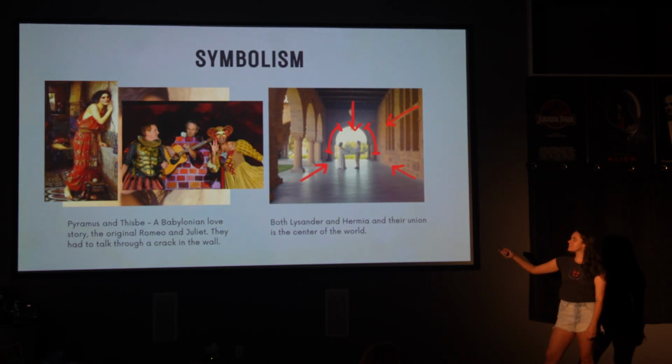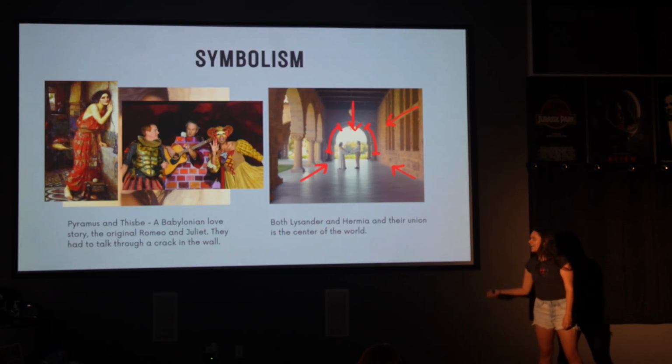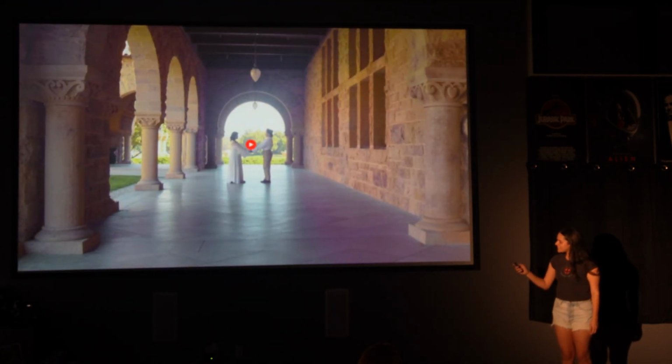And then I also wanted to use blocking. Both these two characters are in the center, holding hands in the very center, so their union is the center. I just wanted to try a lot of cool blocking things like that. And this is this one.